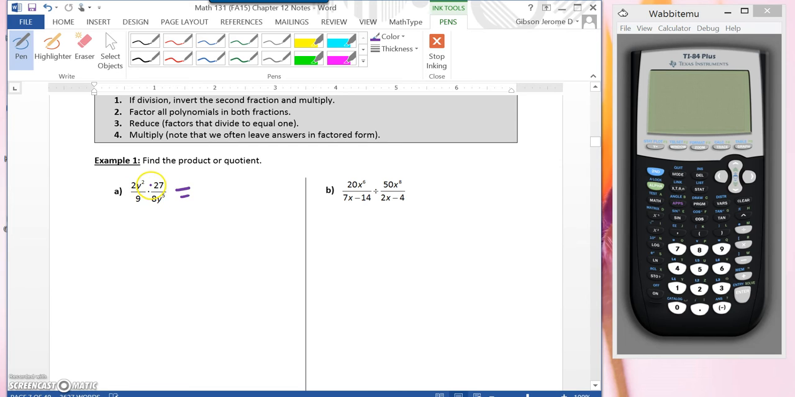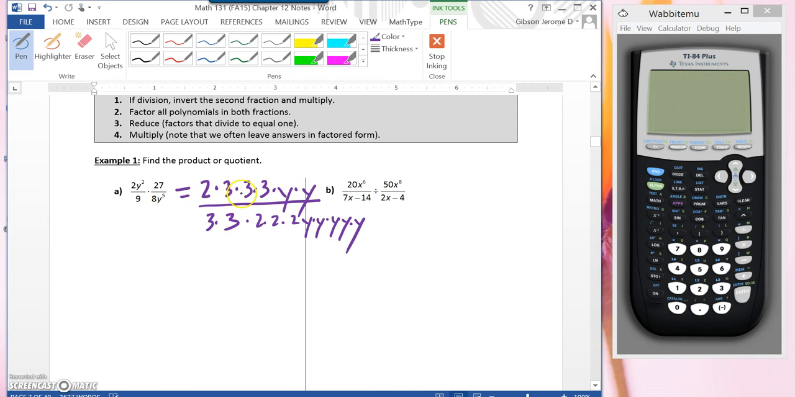Now we'll do the factoring of all the numbers and the variables. 2 is prime, 27 breaks down to 3 3's, and y squared is y times y. All over 9 will be 3 times 3, 8 will be 3 2's, and y to the 5th, we know that will be 5 y's.